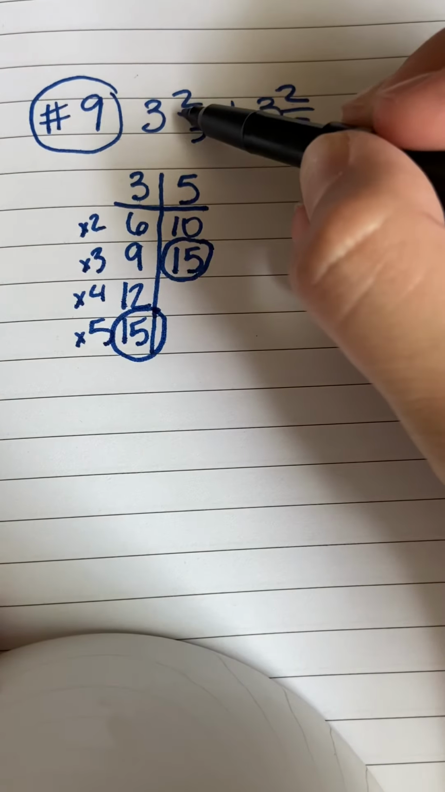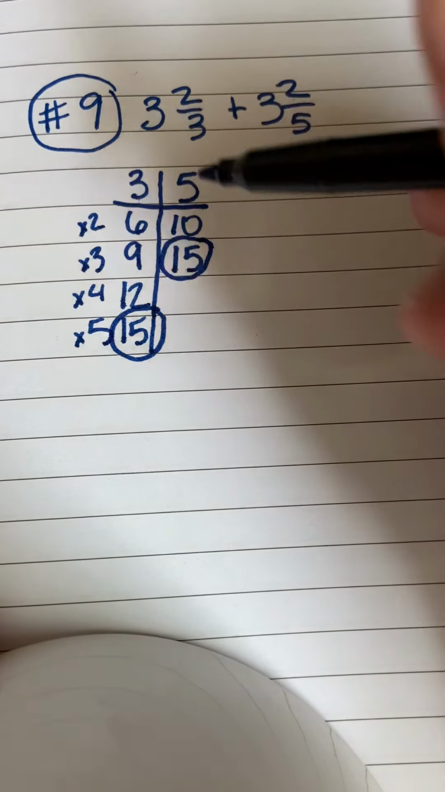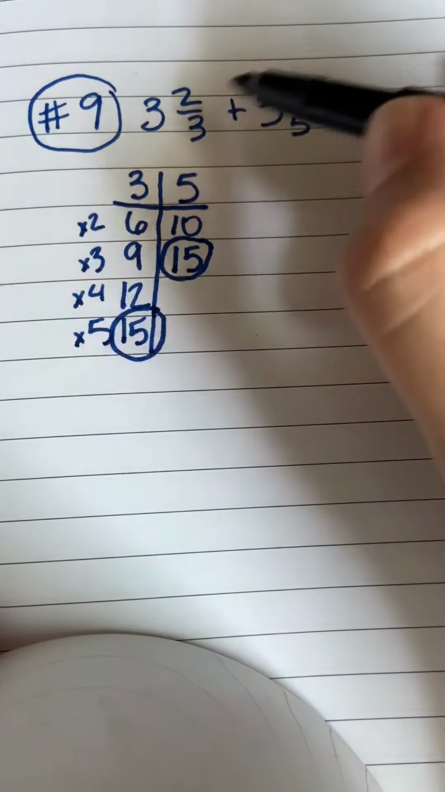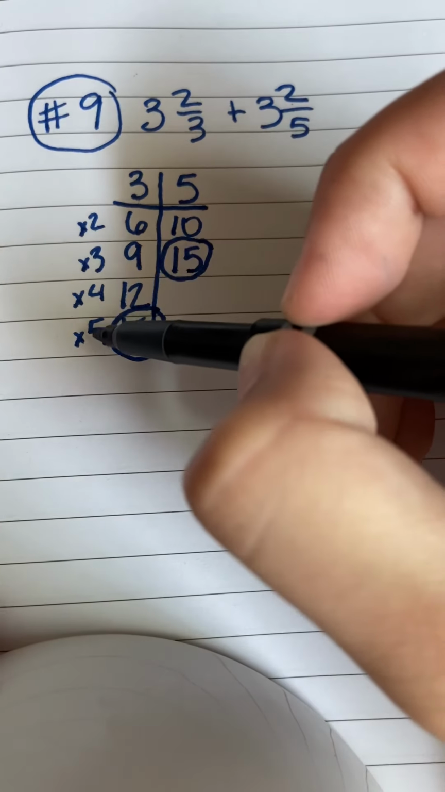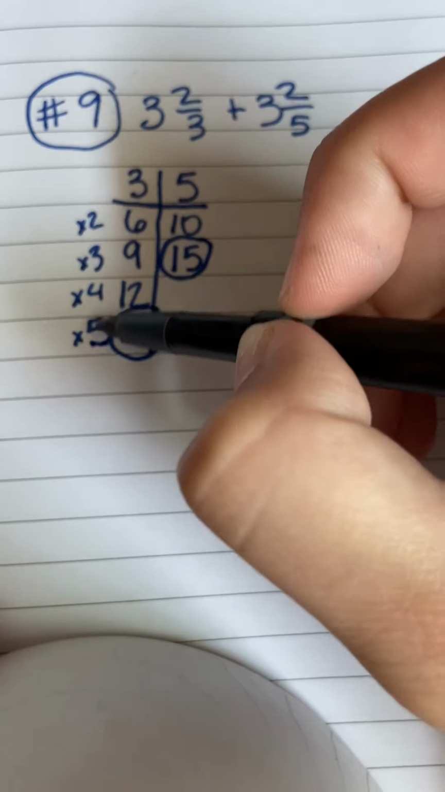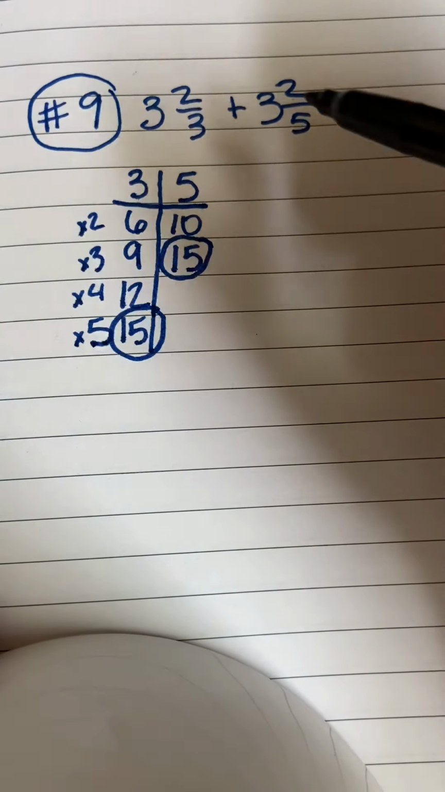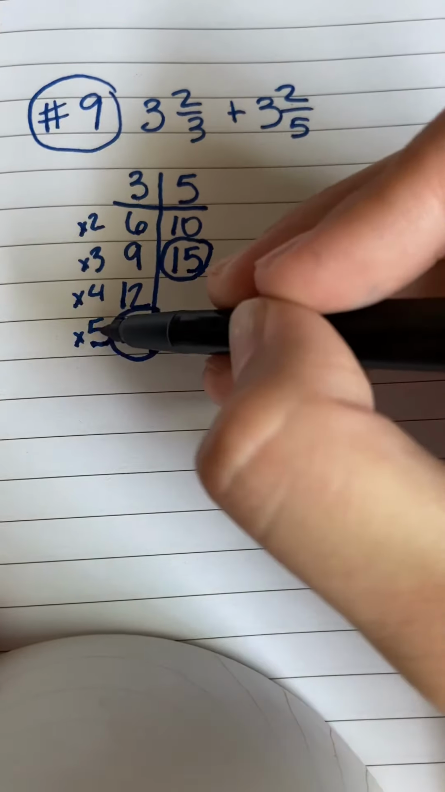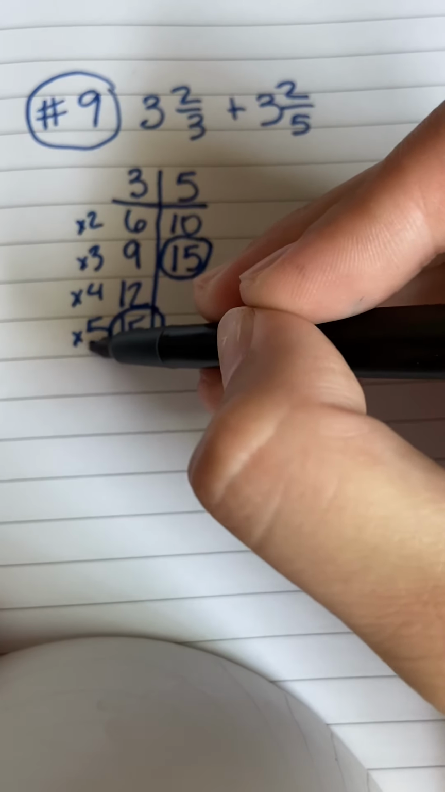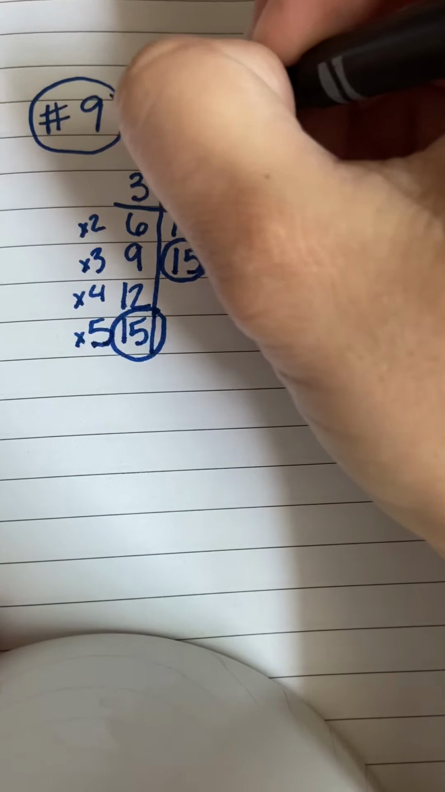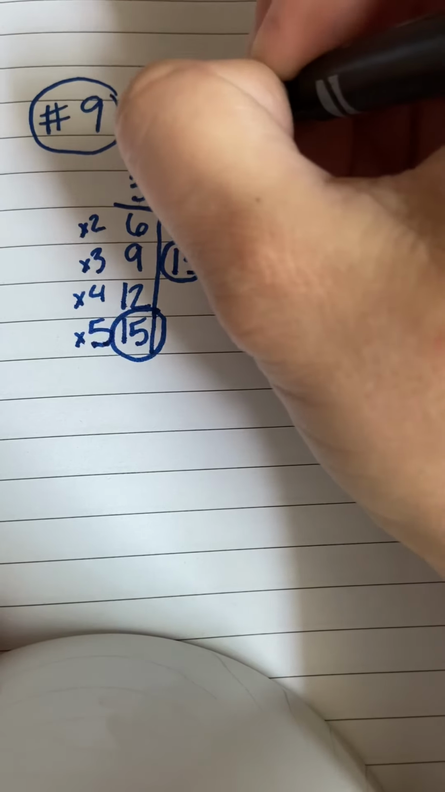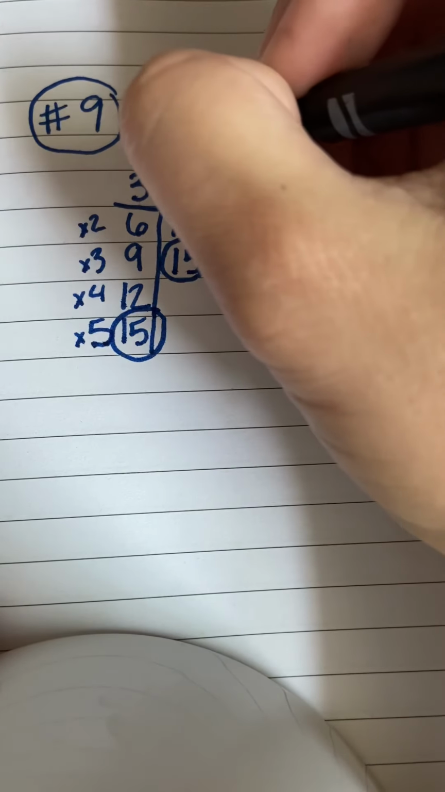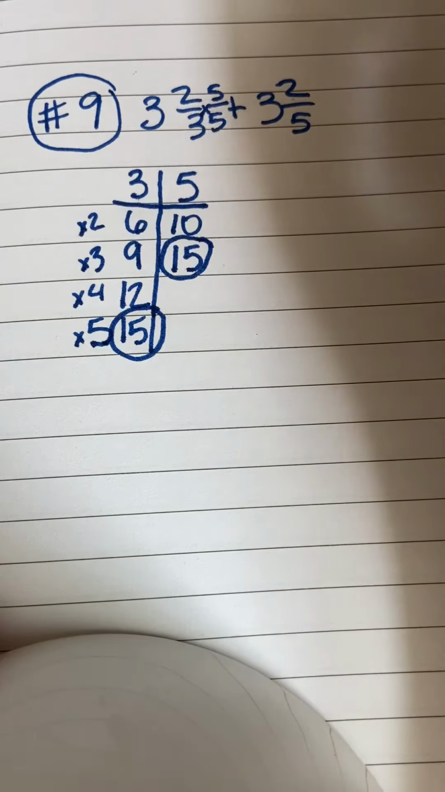All right, now I'm going to go back to the original problem and write how many times I'm going to have to multiply the numerator and the denominator by how many times it took for me to get to 15 for each of these denominators. So 3 times what equals 15? 3 times 5 equals 15. So I'm going to write times 5 and times 5. What you do to the denominator, you have to do to the numerator.